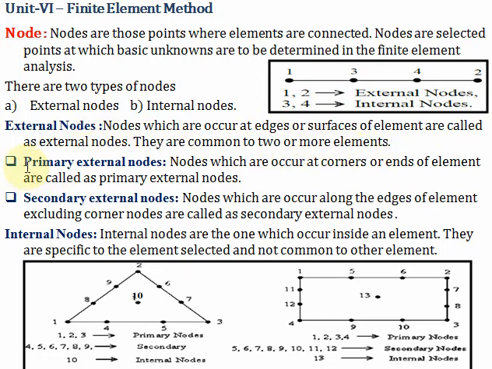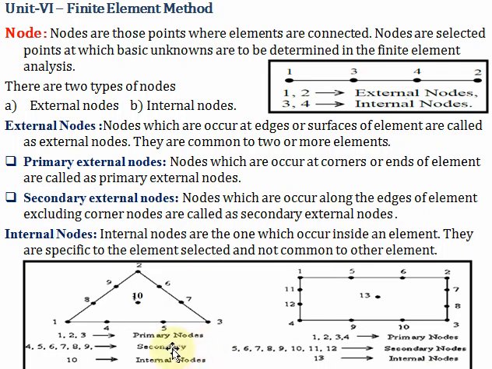The first one is the primary external node. Nodes which occur at the corner or end of the elements are called primary external nodes. Let's see the second one, the secondary external node. Nodes which occur along the edge of an element, excluding corner nodes, are called secondary external nodes.